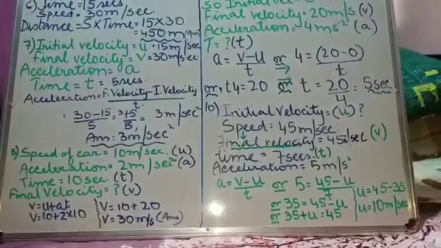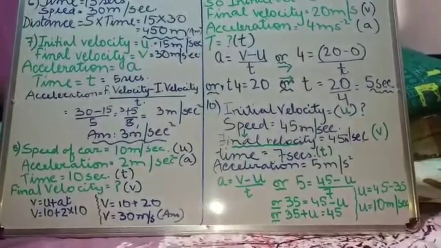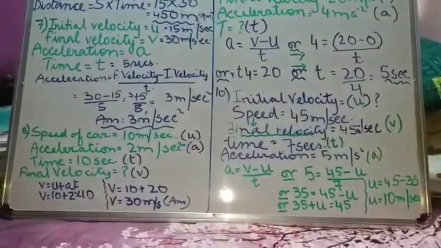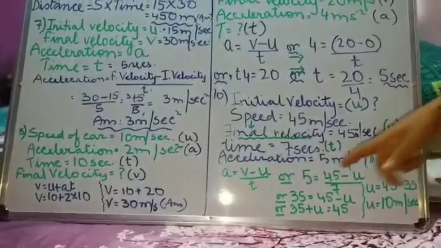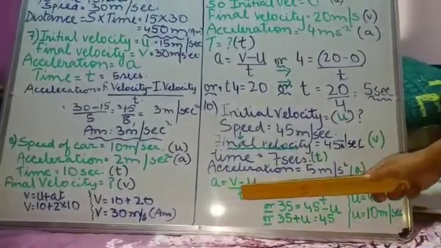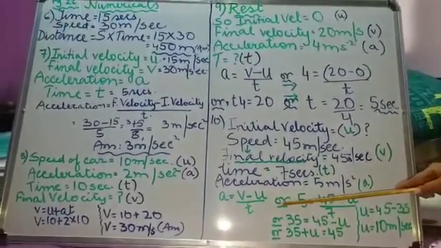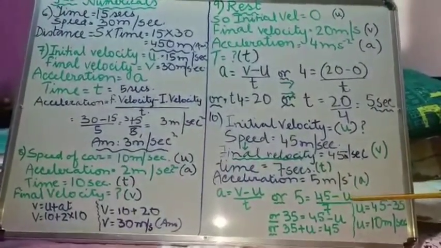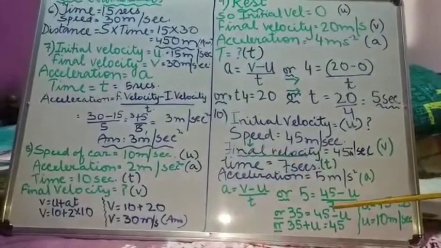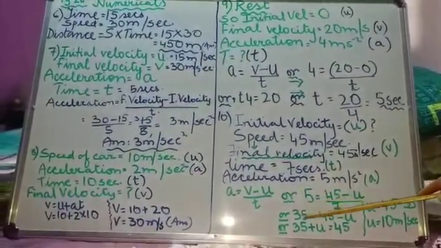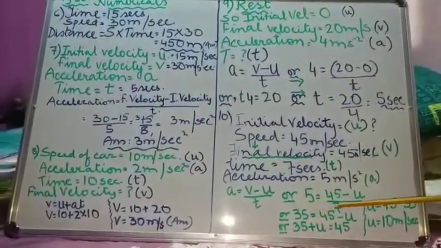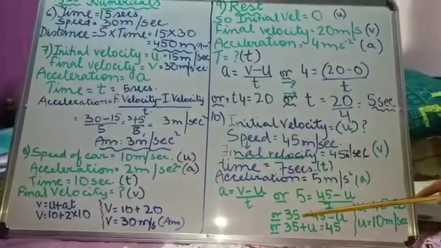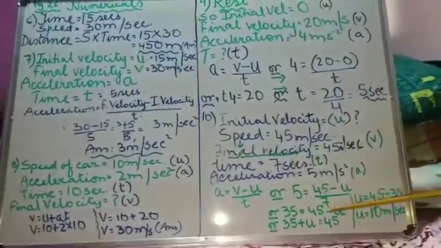Acceleration a is equal to 5 meter per second square. Acceleration is always written in second square. Do not forget. Now, I go on to the formula. Acceleration is equal to v minus u by t, so 5 is equal to 45 minus u, where u is the initial velocity, by 7. Next, we cross multiply. 7 fives are 35. 35 is equal to 45 minus u.